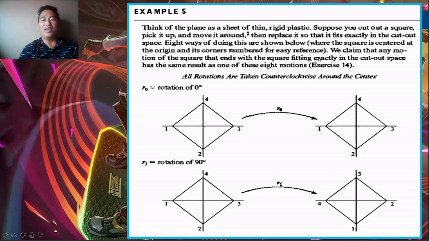Where the square is centered at the origin and its corners numbered for easy reference. Okay, so here, class, we name the classes for easy reference. So the first class is the rotation of 0 degrees. So, right, we cut the square, and when we return it, it is the same again. Okay, that would be R sub 0 or R0.